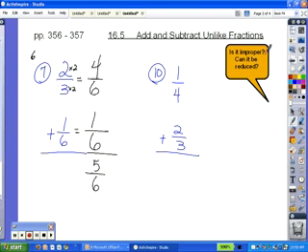Then we ask these same two questions. First of all, is 5/6 improper? It's not, since 5 is less than 6, and it cannot be reduced, so 5/6 would be our final answer.